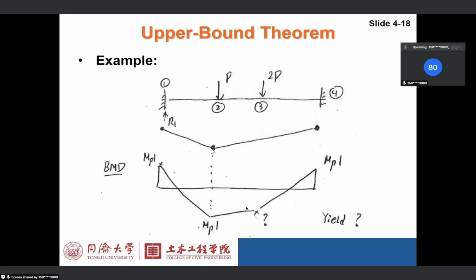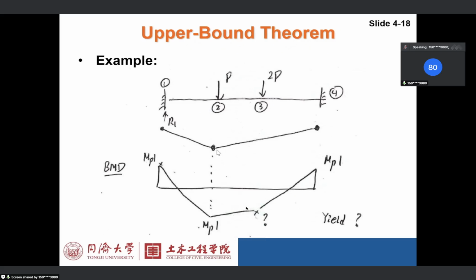And then you use kinematic analysis, and then you get PC, and the PC should be an upper bound PC. In the next few slides, I will show you why. This is a basic reason. This is an example showing you if you choose the wrong plastic hinges, you will get an upper bound solution of PC.